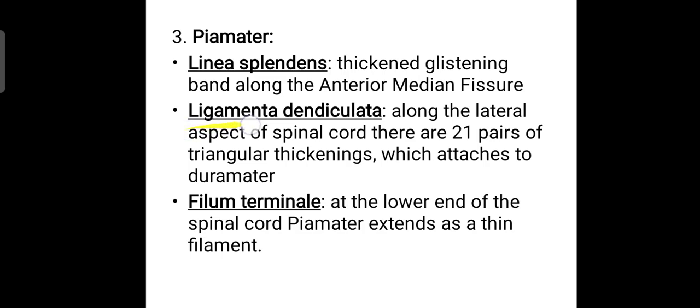Then we have the ligamenta denticulata. Along the lateral aspect of the spinal cord, there are 21 pairs of triangular thickenings. So on either side of the spinal cord, we will have folds of pia mater which are triangular in shape, and that will be attached to the dura mater. And this is termed as the ligamenta denticulata. So the term denticulata refers to tooth-like projections. Since we have triangular projections towards the lateral aspect of the spinal cord, they are termed as ligamenta denticulata.